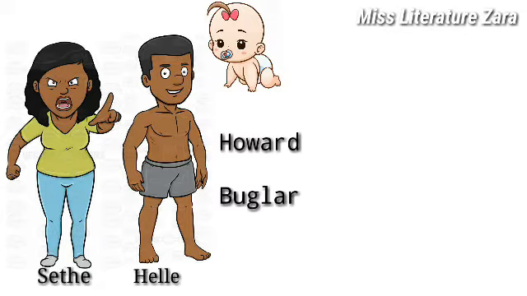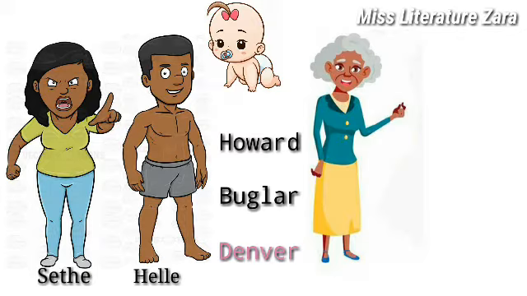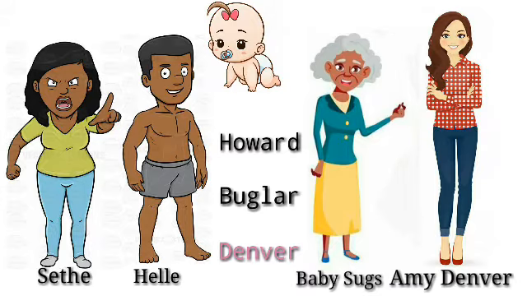Her 4th child is Denver. She is Sethe's youngest child. Baby Suggs is her mother-in-law, the mother of Halle, her husband. Another character is Amy Denver. Amy Denver is a white woman. She helps Sethe give birth to Denver and Sethe names Denver after her.